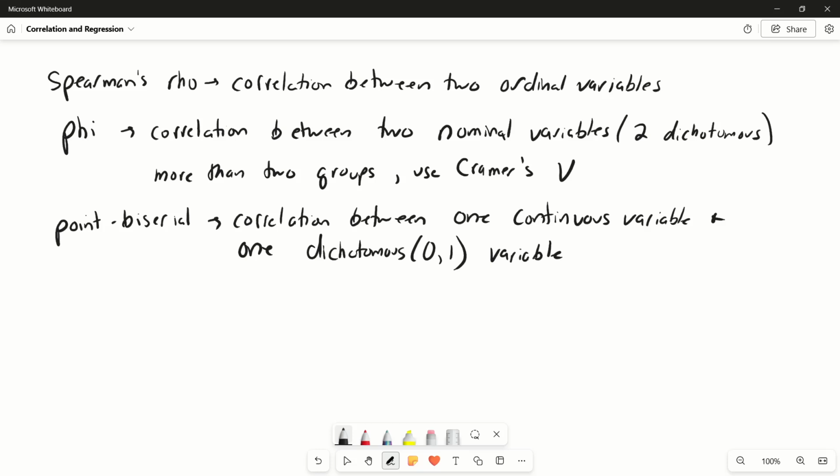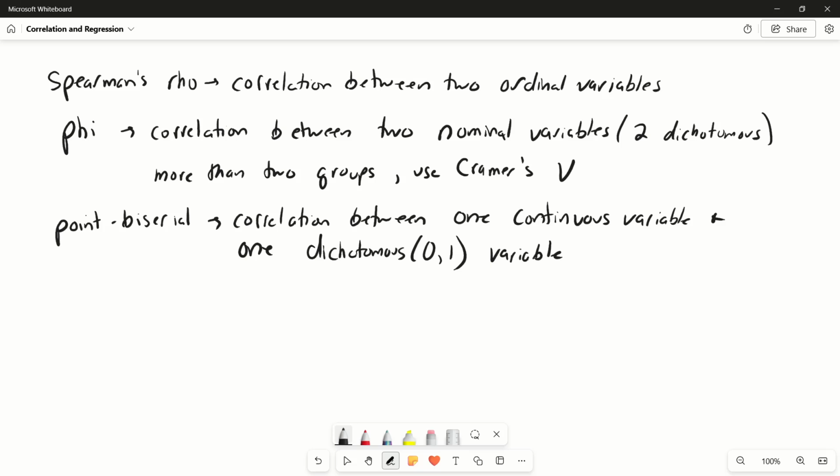I'm not going to walk you through all this. Point biserial is calculated the same way as Pearson R. Phi is calculated differently. Spearman rho is calculated differently too. We're not going to go through all that. We're just going to go through a basic Pearson R correlation because it's the most common.